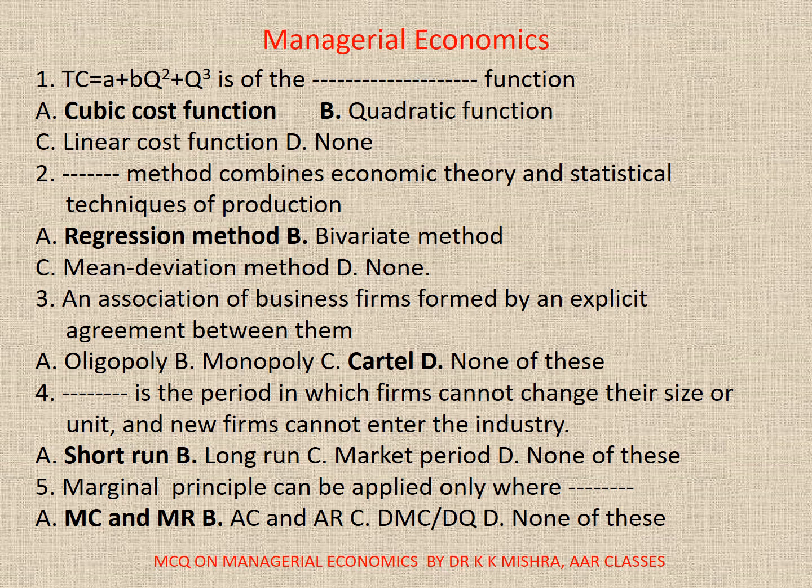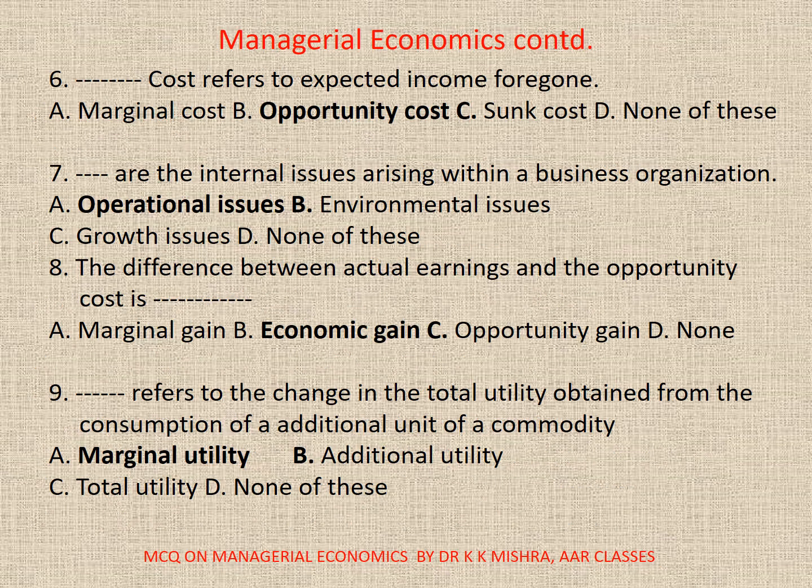5. Marginal principle can be applied only where dash A, marginal cost and marginal revenue, B, AC and AR, C, DMC by DQ, or D, none. The correct option is A, MC and MR. 6. Dash cost refers to expected income foregone. A, marginal cost, B, opportunity cost, C, sunk, or D, none. The correct option is B, opportunity cost.